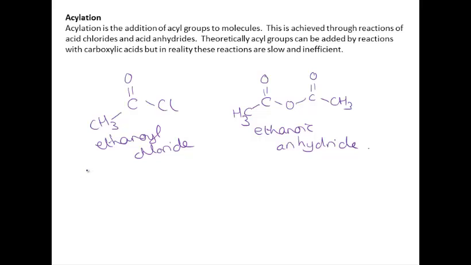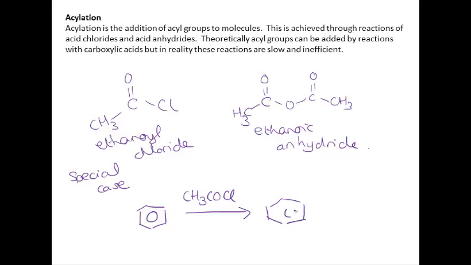There's a special case to consider as well that you may have met before if you've already studied benzene chemistry, and the special case is if we are doing acylation of benzene, we actually need a particular catalyst. So here is our ethanoyl chloride, and we're adding this group here, and also producing HCl, and the catalyst in this case is aluminium chloride, and the product is phenylethanone. So that's just a short reminder on the benzene chemistry there.